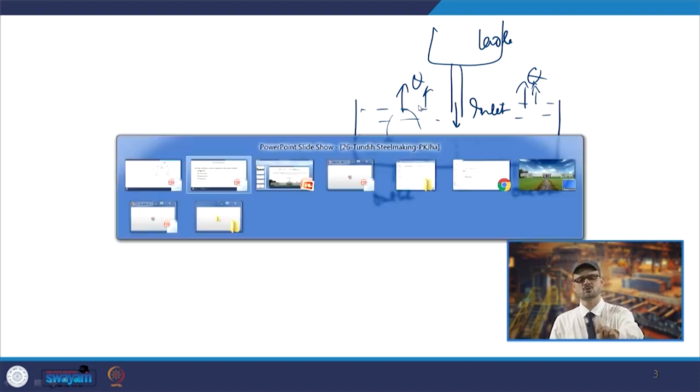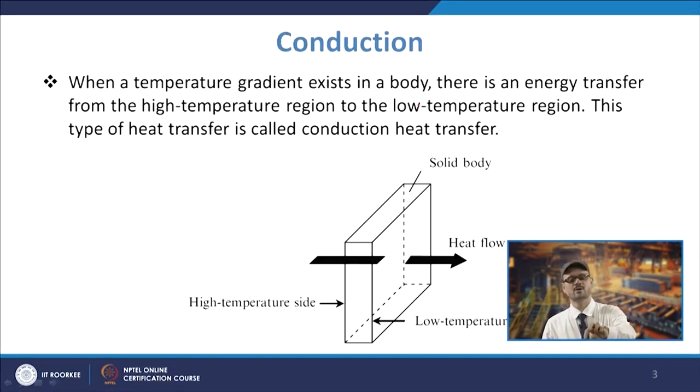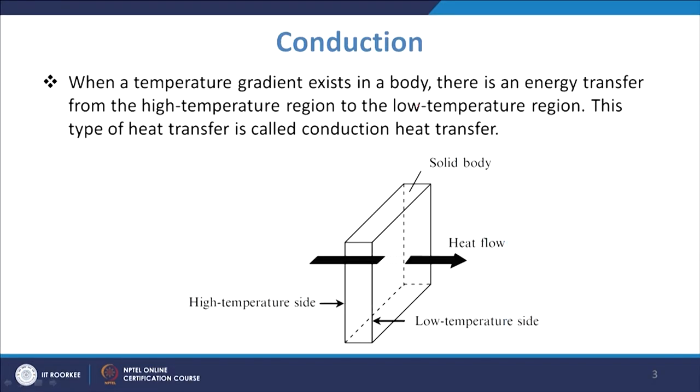So, coming to conduction, conduction is when a temperature gradient exists in the body, so there will be energy transfer from the high temperature region to the low temperature region. This type of heat transfer is called heat conduction.